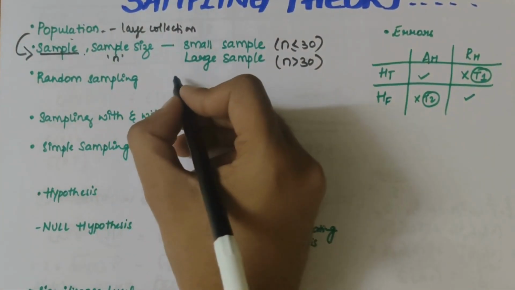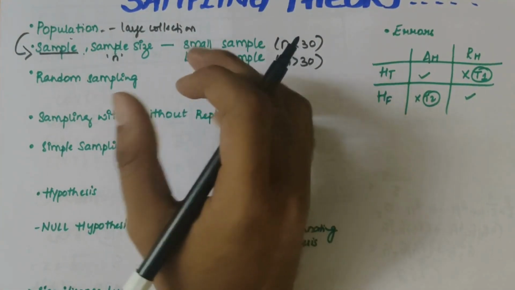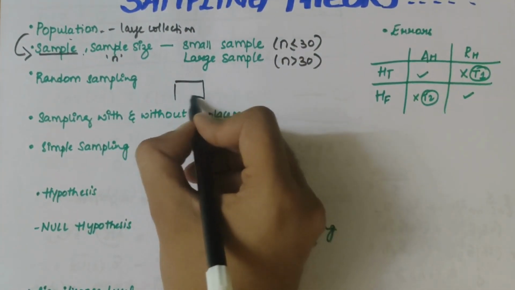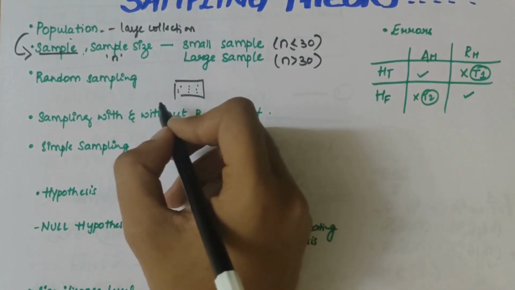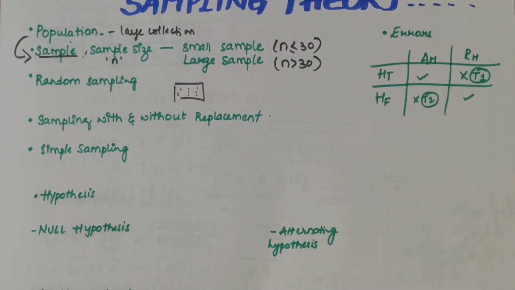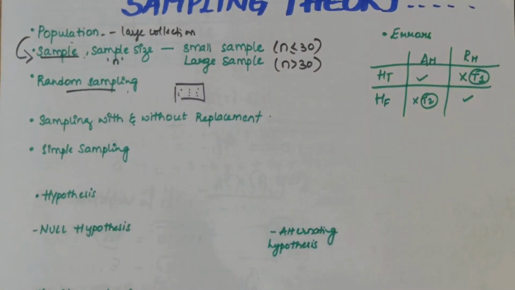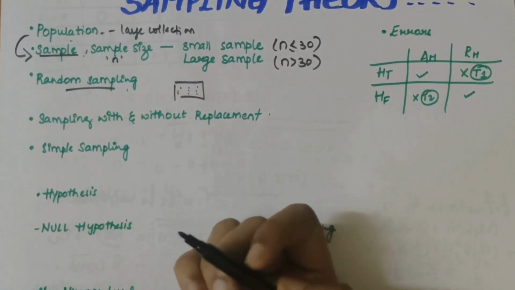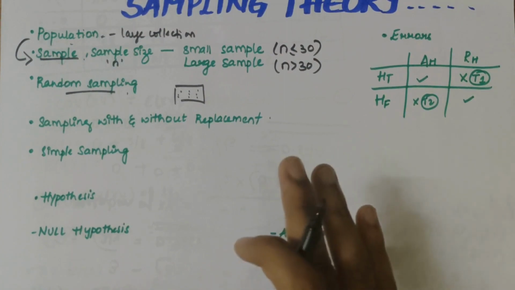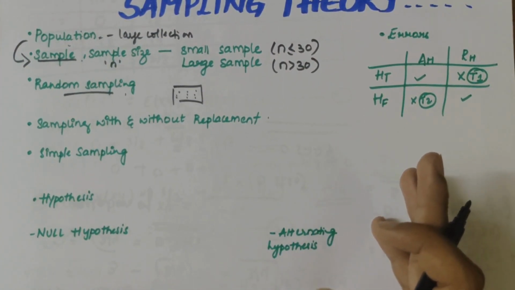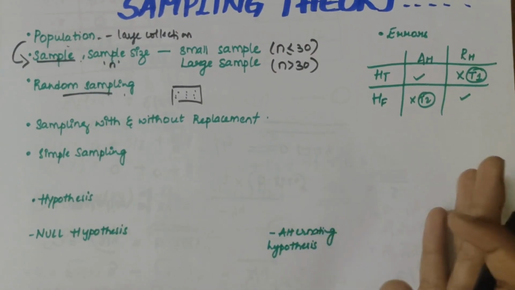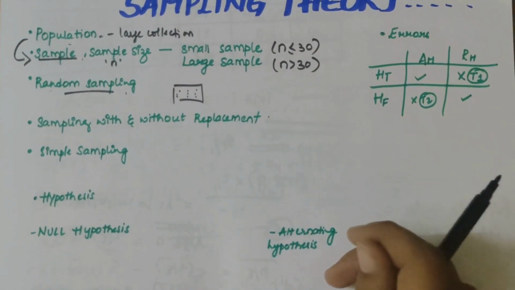Random sampling is the process of selection of one sample randomly from the population given. So if you are randomly picking a ball out of a box containing, let's say, 100 balls, that would be called random sampling. Now, sampling with and without replacement. If the selection of an individual or an item from the population is such that each one has the same chance of being selected, then it is called random sampling. Yes, we have understood what random sampling is.